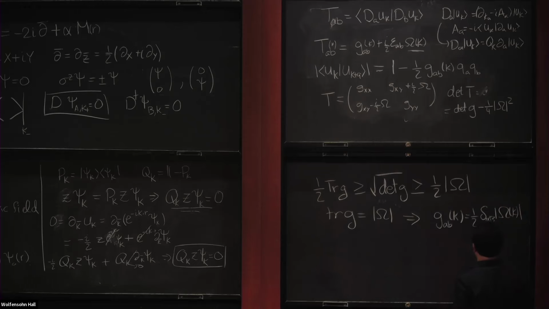Now the trace condition, of course, implies that because this inequality is satisfied, the quantum geometric tensor has a zero. And it's not very difficult to construct that zero because the quantum geometric tensor now has the form.